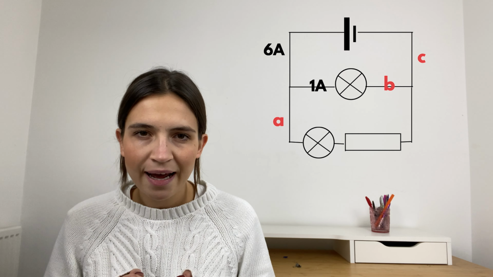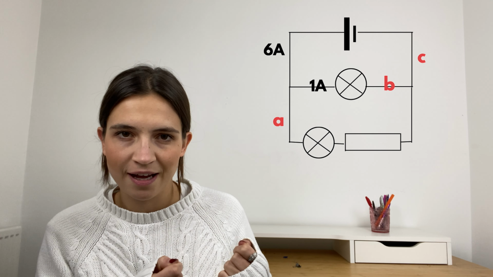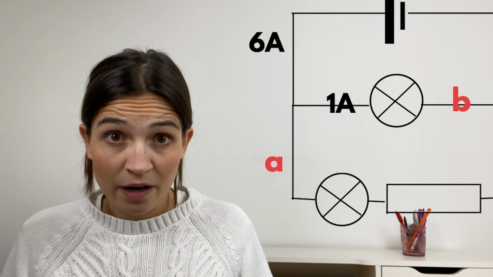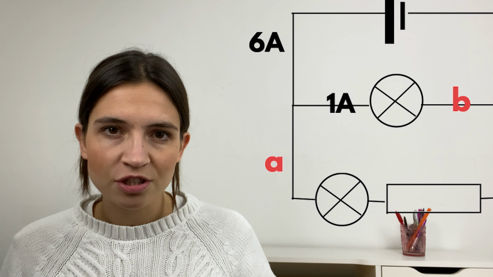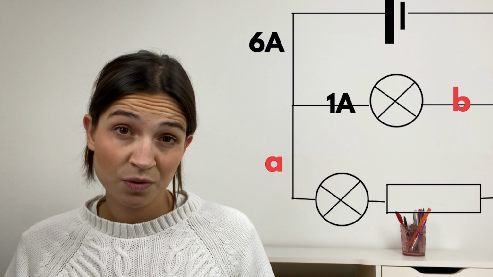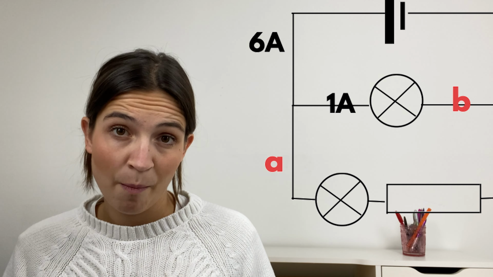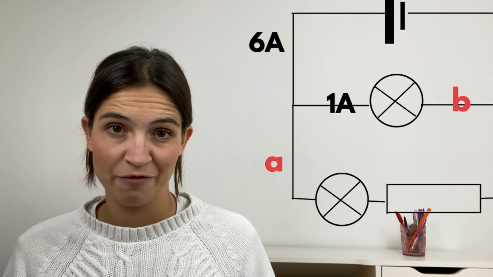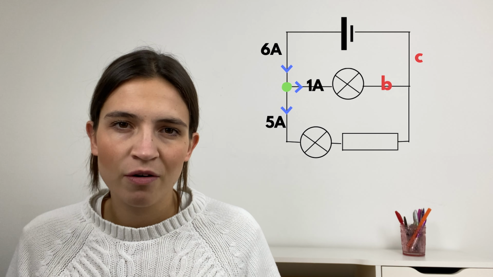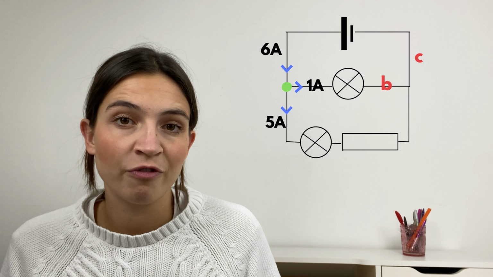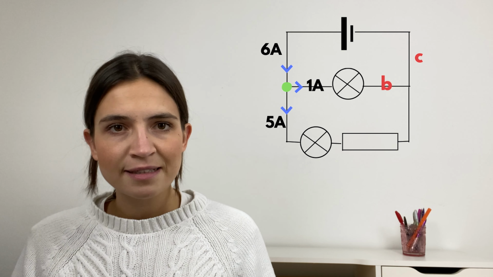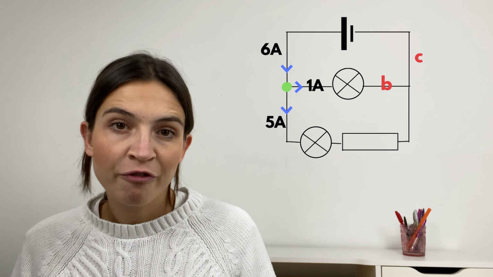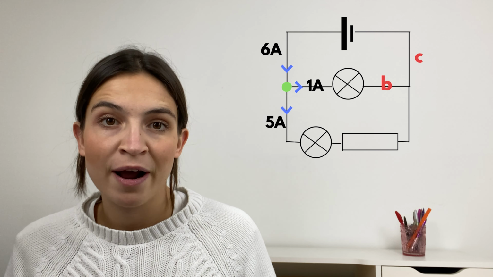In this circuit, what is the current at points A, B and C? Okay, so for point A, we're going to zoom into this junction here. And I can see from my diagram that I've got 6 amps coming into this junction. And I can also see that I've got 1 amp flowing out of the junction so far. So in order to make my current flowing in equal to my current flowing out, then I need to have another 5 amps that are flowing through the branch through A.